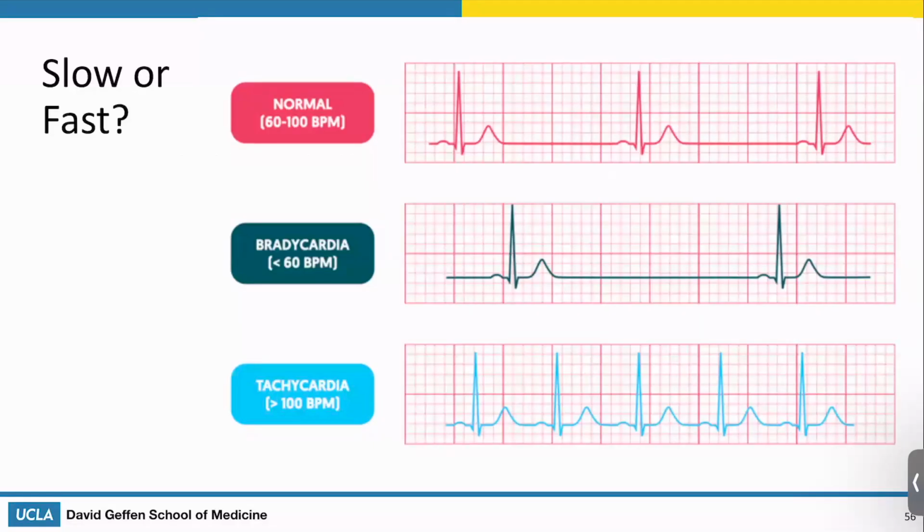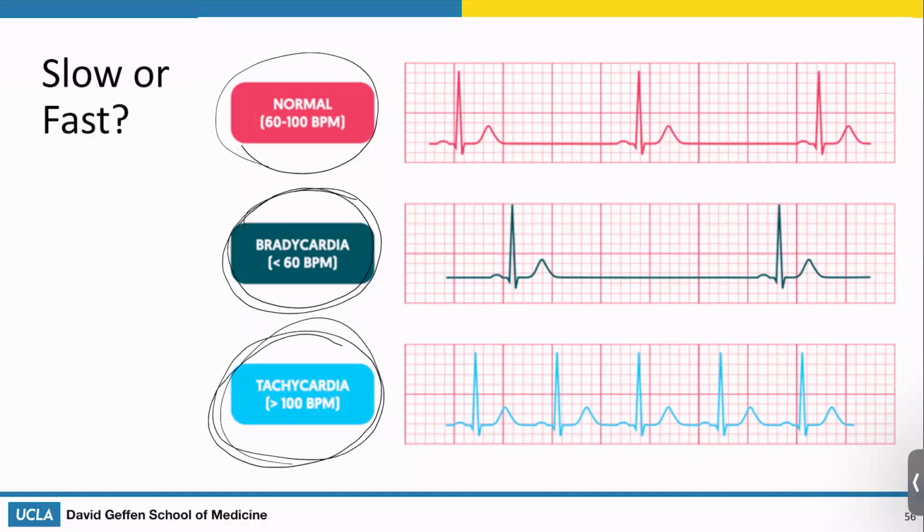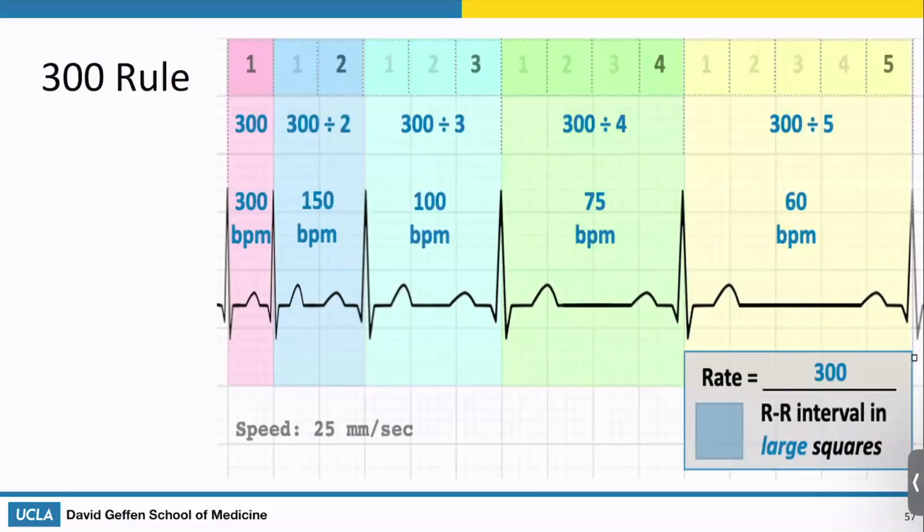Ways to calculate that. So a normal is 60 to 100 if it's coming from that SA node, right? And bradycardia means it's less than 60 beats a minute. Tachycardia is greater than 100 beats per minute. And we'll show you how to calculate these. One way to do it is by the R wave or the QRS complexes.